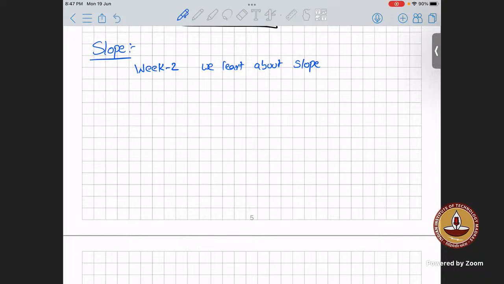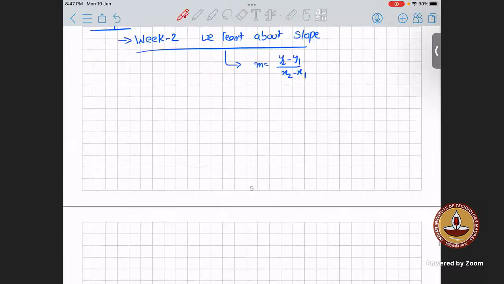So rise by run. Change in y by change in x. In week 2, we didn't use the word change. That's why I clearly asked week 2. We learned about slope. I need the week 2's definition. So rise by run. Look, slope m equal to y2 minus y1 by x2 minus x1.